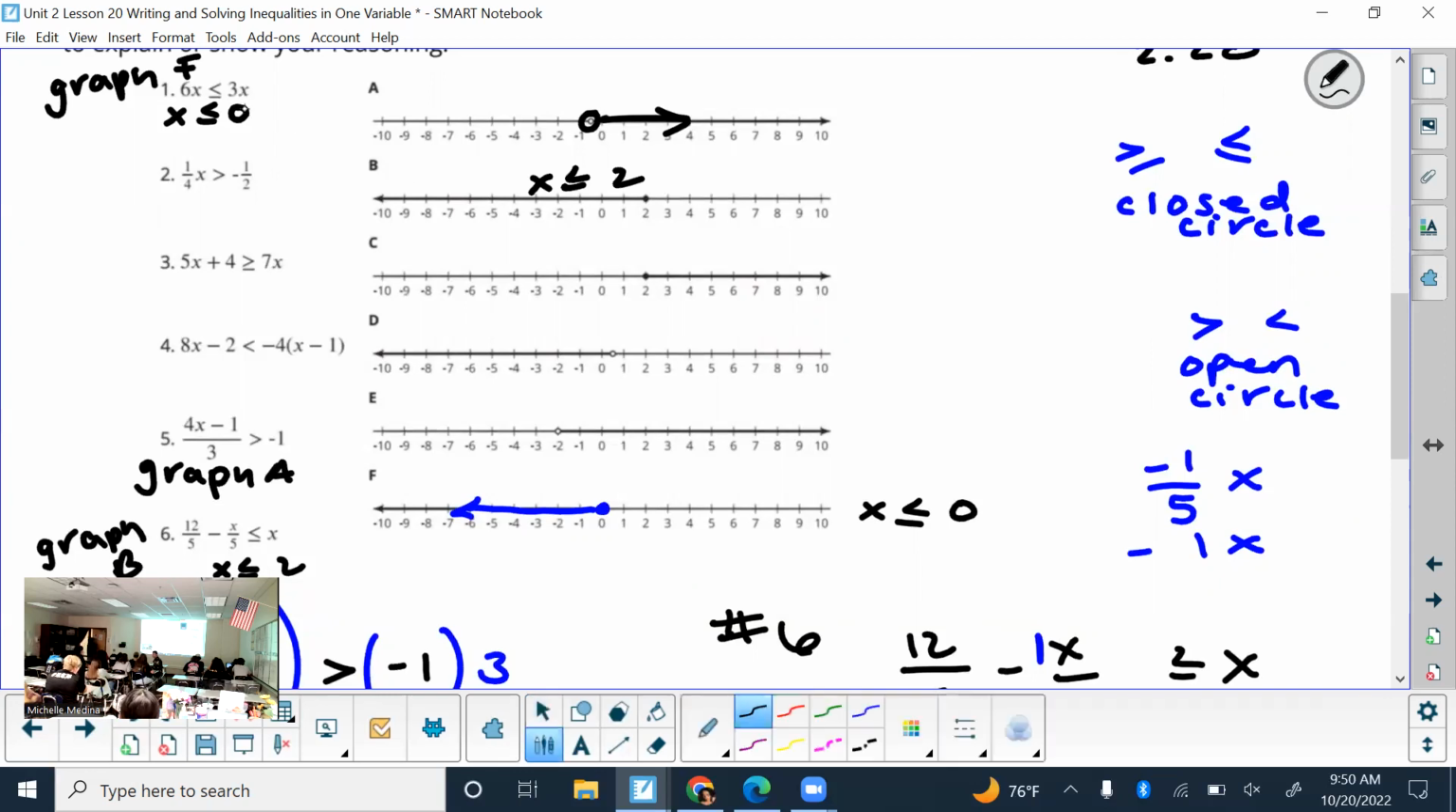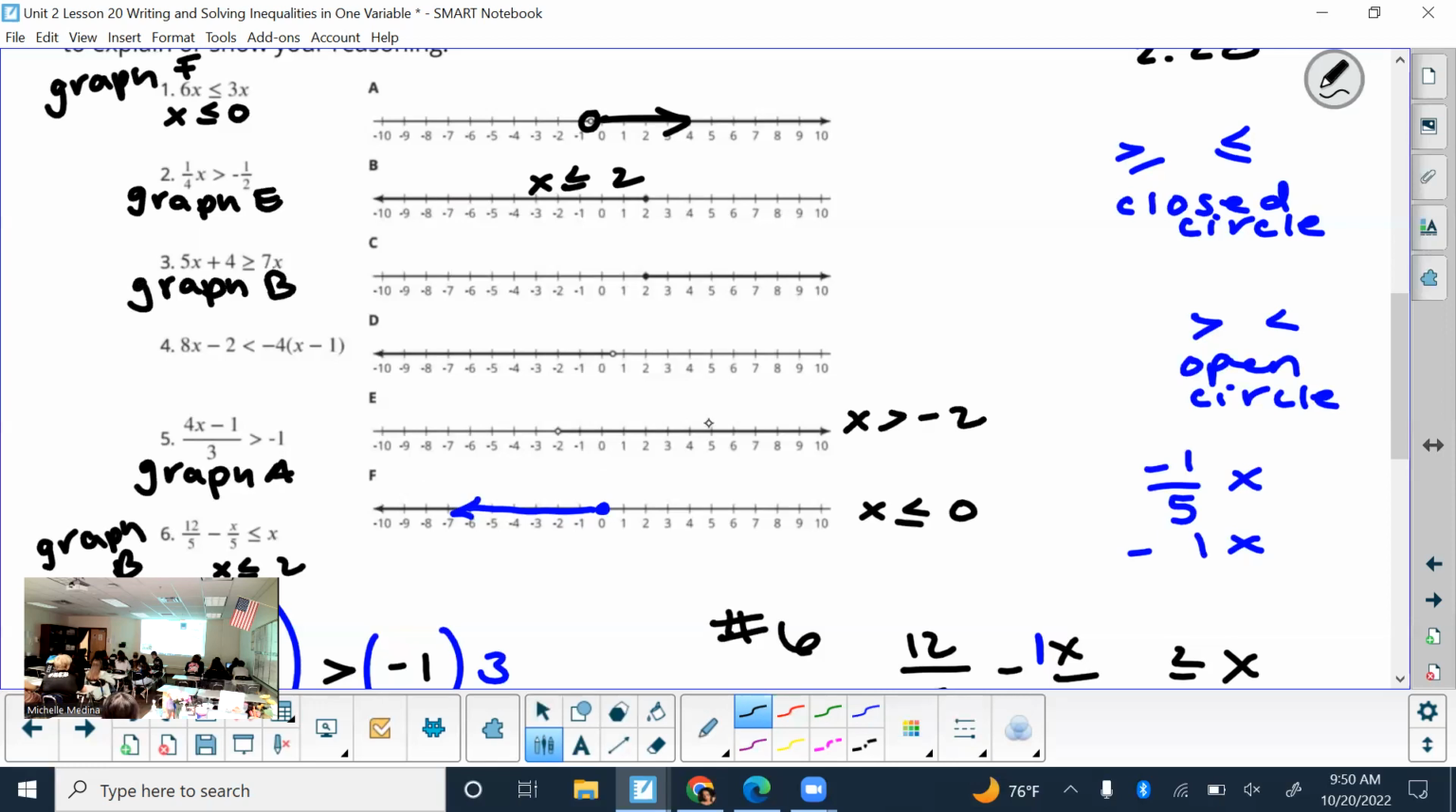Graph E is correct for number 2. That one was x greater than -2. What about for number 3? What graph? So actually, you guys earlier, hold on. Number 3 says graph B.